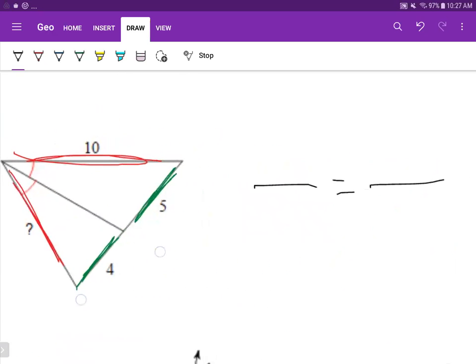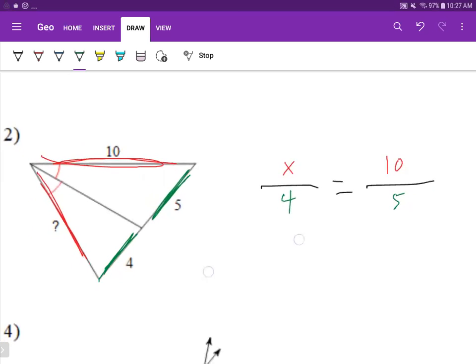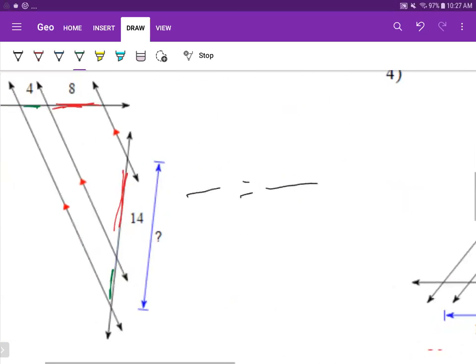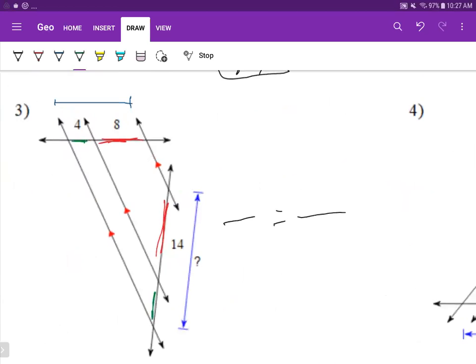This one, if it's on a triangle like this, it's basically set up for you. Over there on the left side of this triangle, you have x and then 4. On the right side of the triangle, you have 10 and 5. So again, you just cross multiply and solve. 5x equals, it's the same thing as before. 5x equals 40, x is 5 again. Once you get this proportion set up, that's really the thing that you need to do.